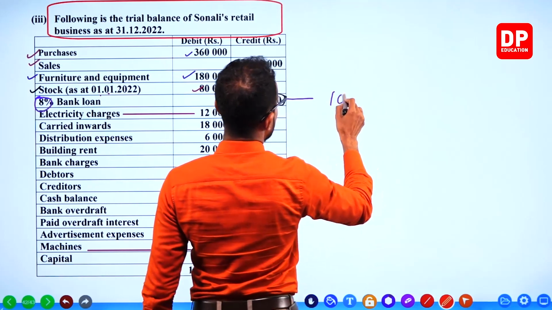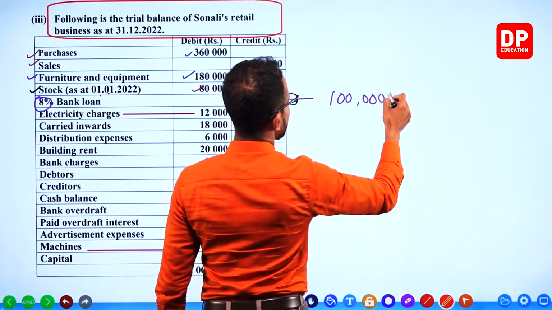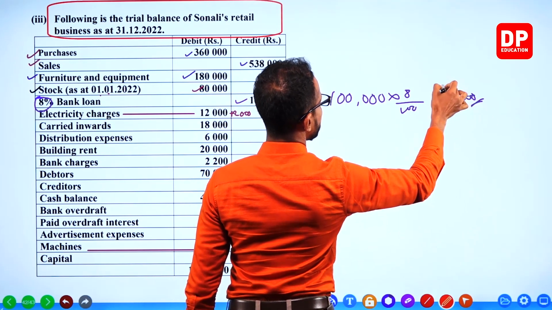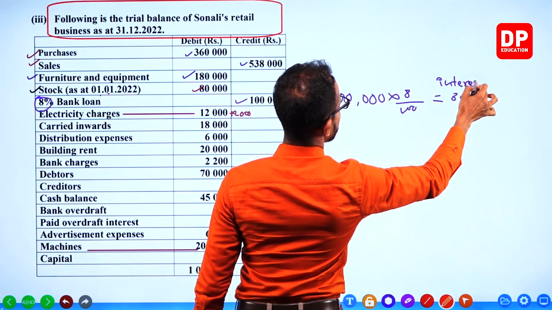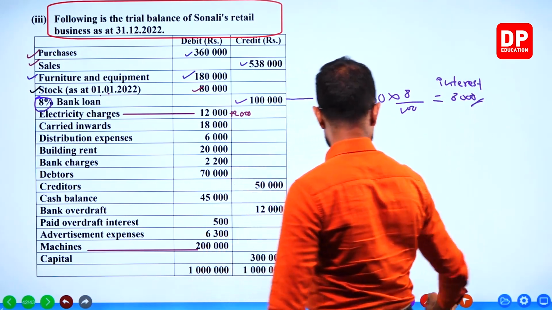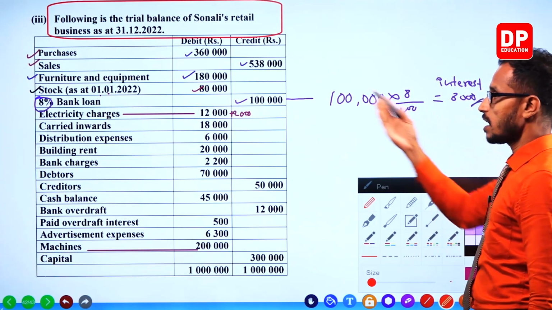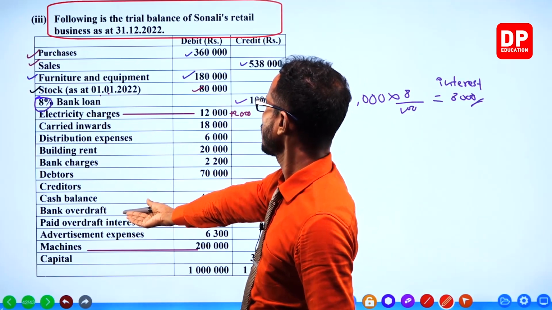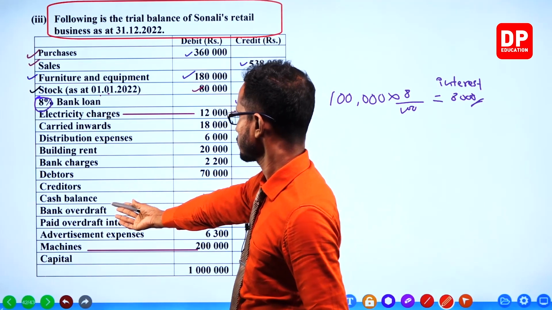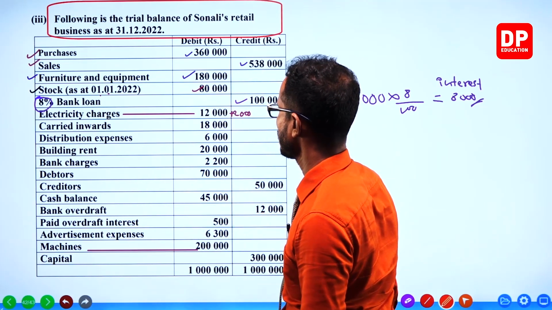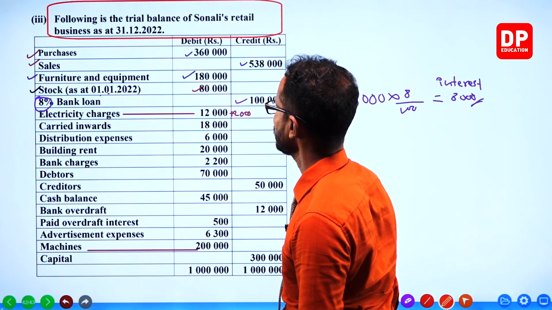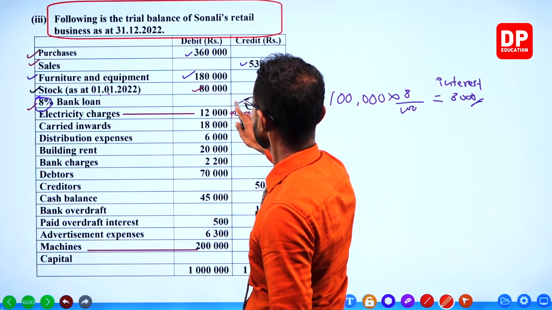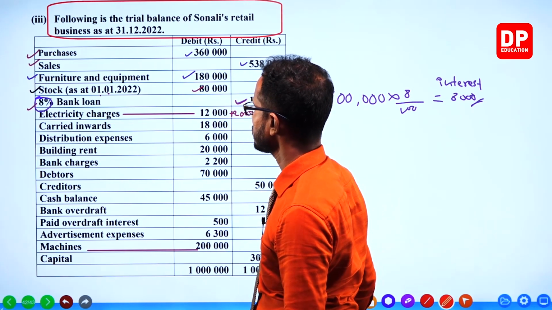Bank loan, you take the 100,000, calculate 8%. That becomes 8,000. This is the interest. 8,000. Now what you do is you check how much interest is given in the trial balance. Is it given? No, it's not given. Bank loan is given. This we have already taken, 100,000. Bank loan interest is not given.